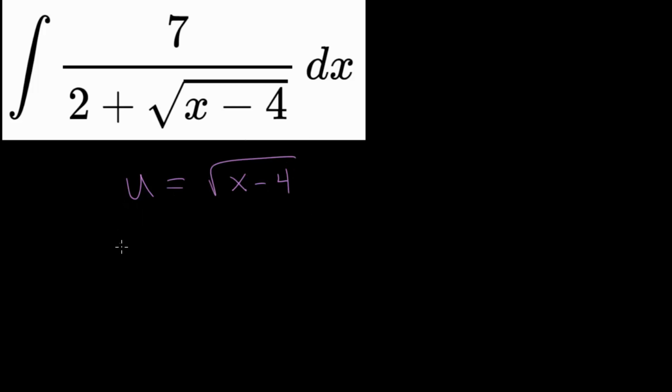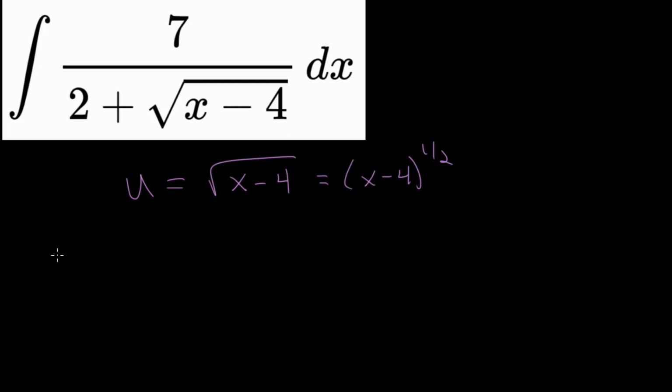But when we try to rewrite this as du in terms of dx, it will be fairly messy because we could rewrite this as x minus 4 to the 1/2 power. We'd have to use the power rule and we'd end up with a fairly complicated expression there. However, what we can do sometimes is rewrite this substitution in terms of x.